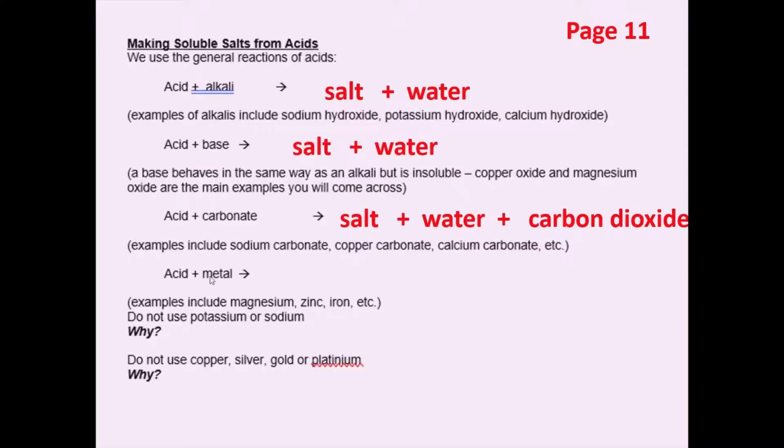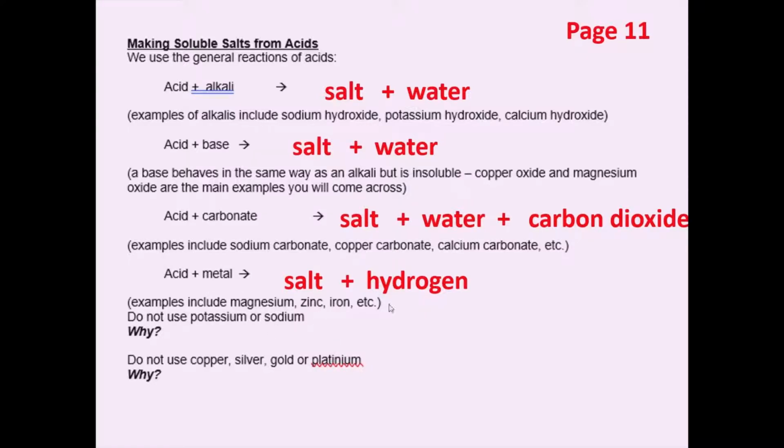And then finally, acid plus metal. Now we tend to use the middle reactivity metals, things like magnesium, zinc and iron, and they give us a salt. So you'll see in all four cases the salt has been produced, and then we got that gas that popped, hydrogen. So acid plus metal gives salt plus hydrogen.